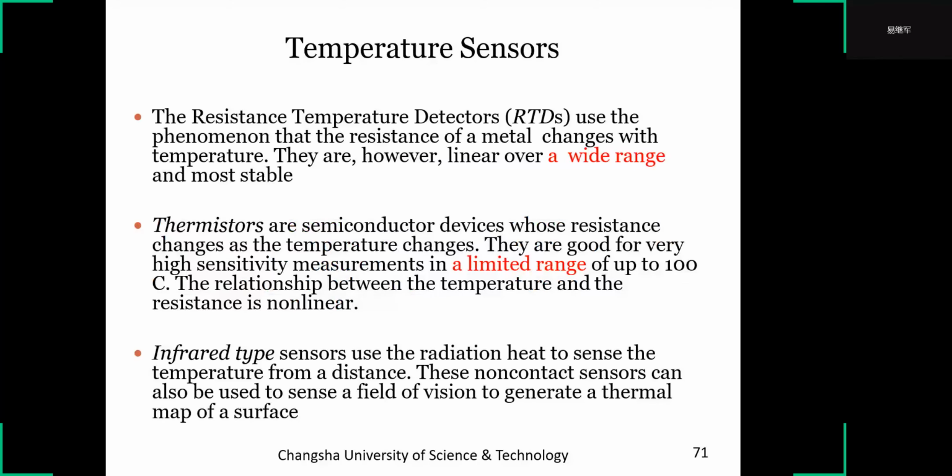Temperature sensors. The resistance temperature detector uses the phenomenon that the resistance of a metal changes with temperature. They are linear over a wide range and most stable.